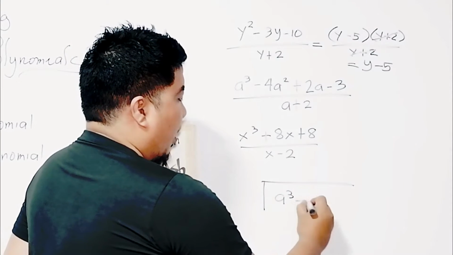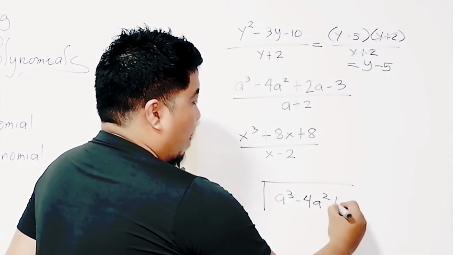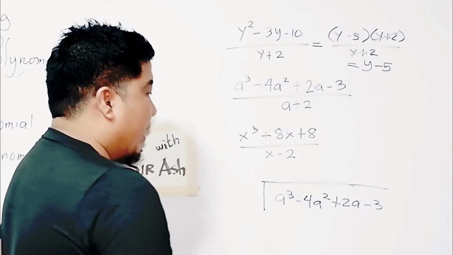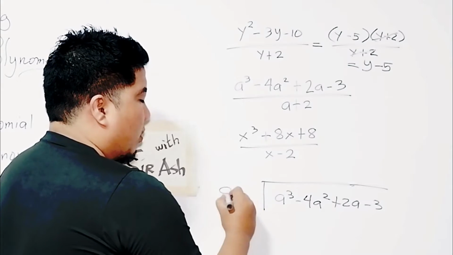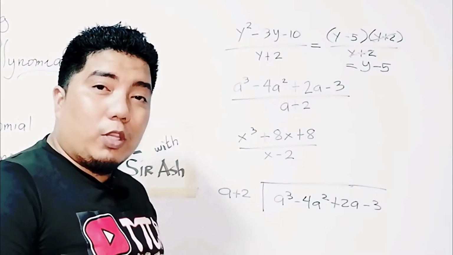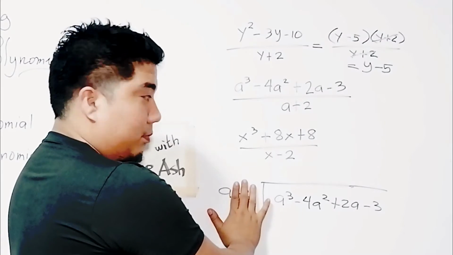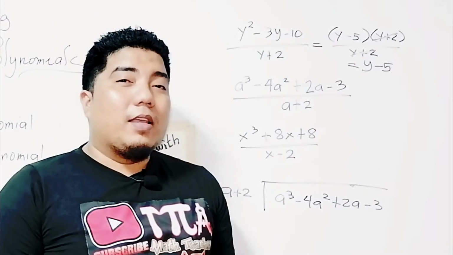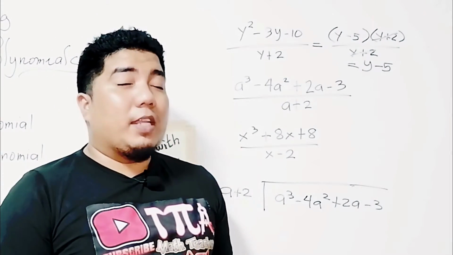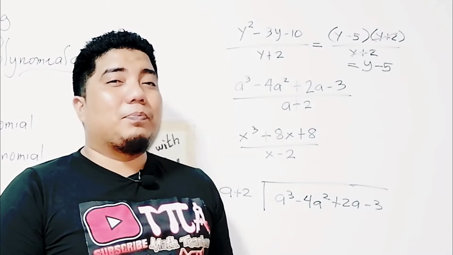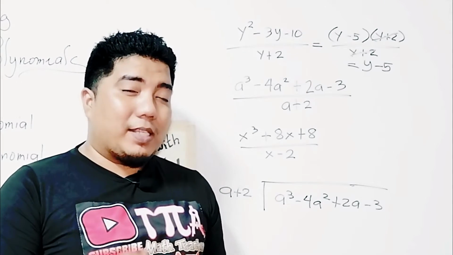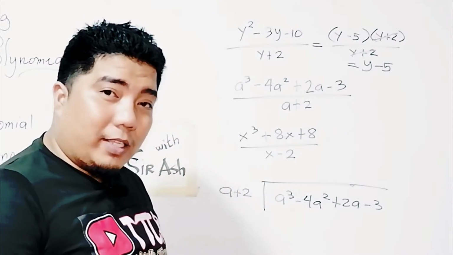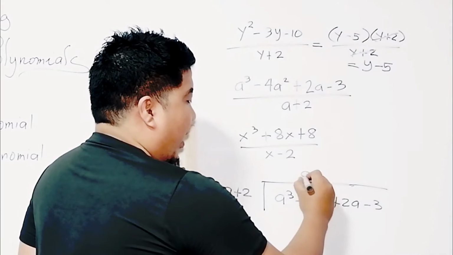So, that is a cubed minus 4a squared plus 2a minus 3. And then, your divisor will be placed here, that is a plus 2. What you will do, my dear math learner, is you cover this one, and you also cover this one, leaving you a cubed and a. Now, a cubed divided by a, that is applied in the quotient rule. Having the same base, you just copy the base and subtract the exponents. 3 minus 1 is 2. So, the answer is a squared.